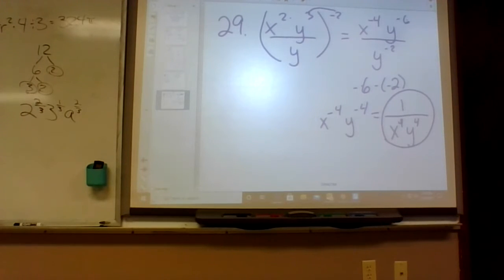Remember when you divide fractions, you flip the second one, and then you do the top times the top and the bottom times the bottom.